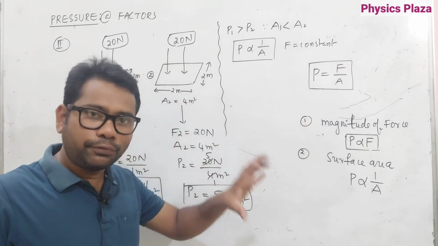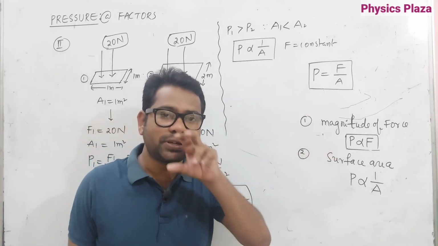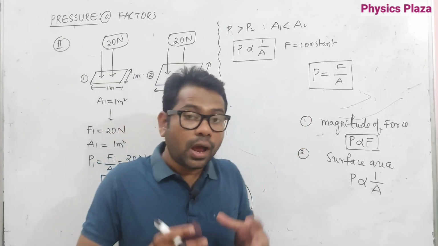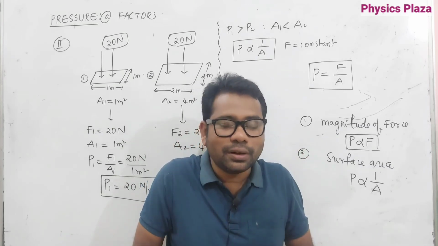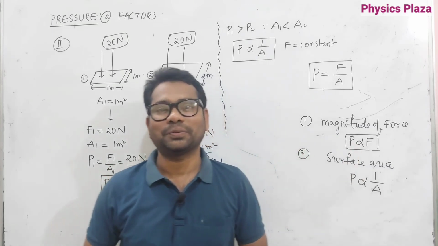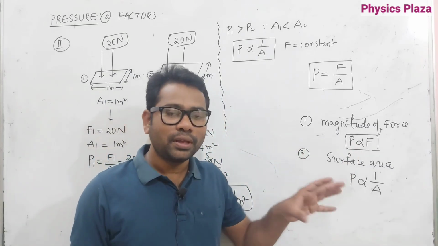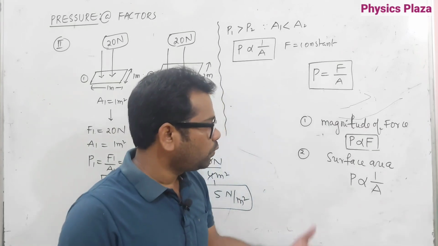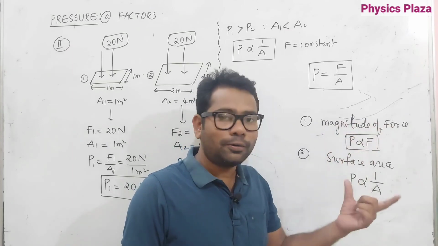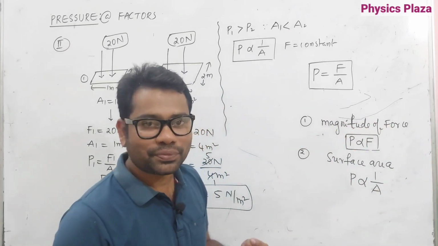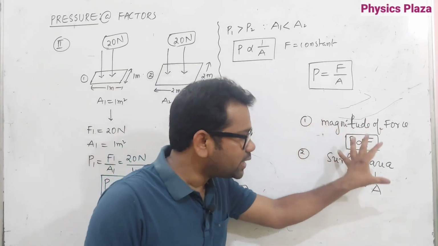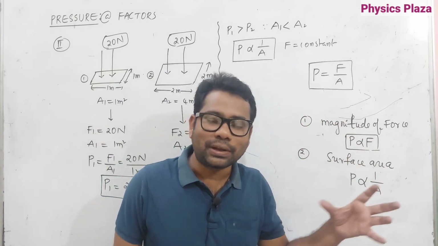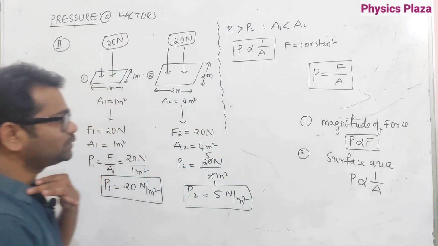Children, for a given force, how can we increase the pressure? By decreasing the surface area. For a given force, how can we decrease the pressure? By increasing the surface area. So it's very important. The pressure exerted depends on two factors. One is magnitude of force: pressure is directly proportional to the force. And the second factor is surface area: pressure is inversely proportional to the surface area. Got it, children?